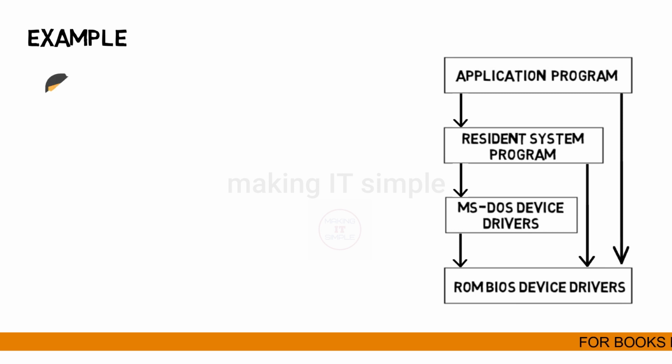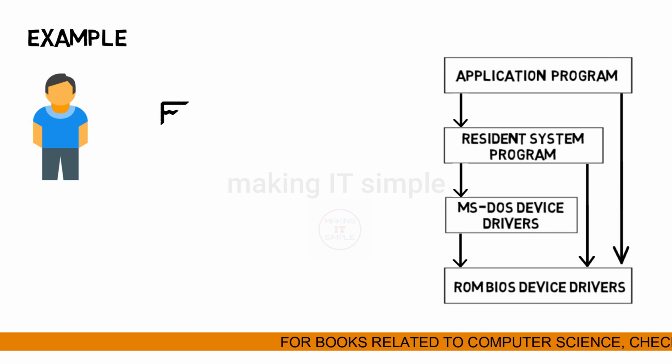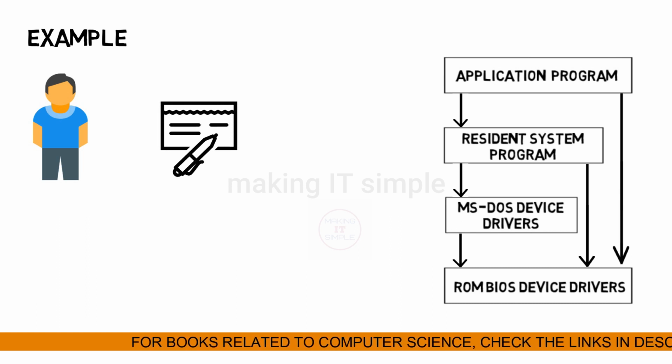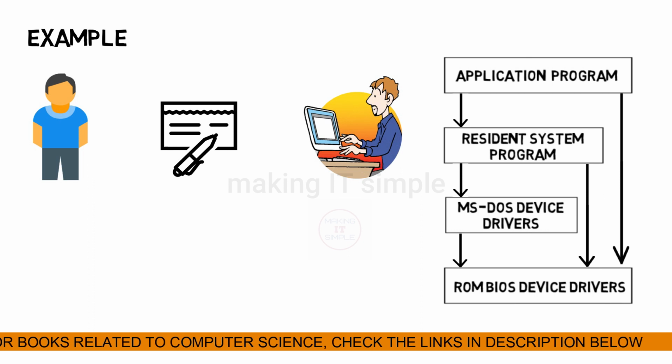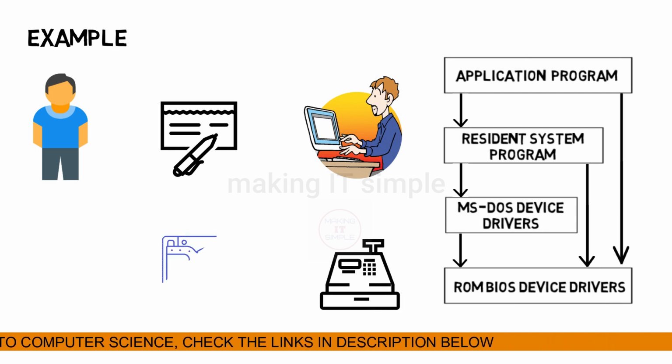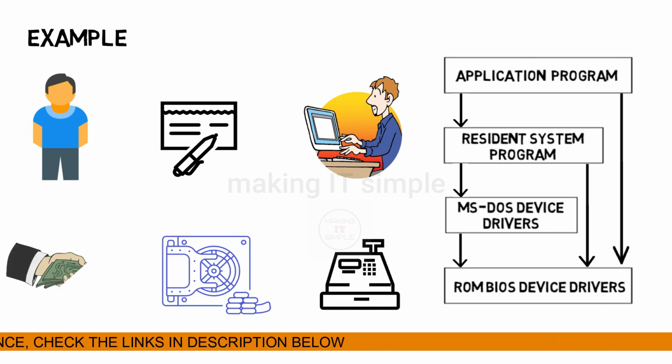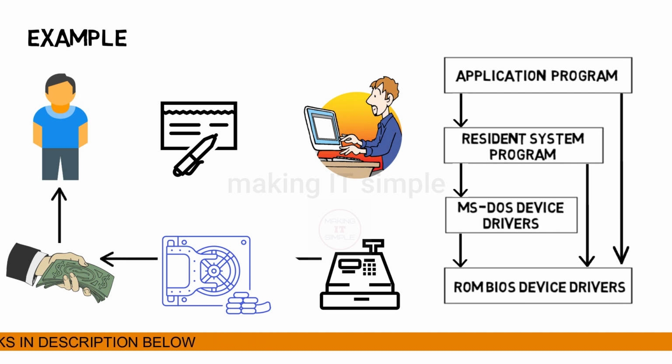Let us take an example. If you need to withdraw cash from bank, then you visit the bank. Fill a withdrawal slip or a check, give it to the employee. He will then approve it and pass it to the cashier. Then the cashier will get the money from bank locker, and then give it to you. This is a systematic approach.